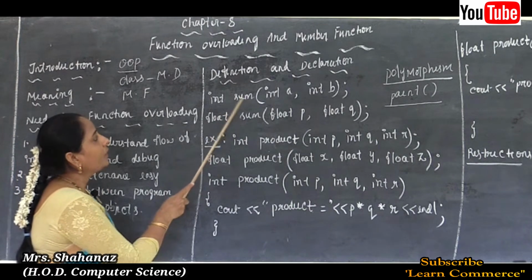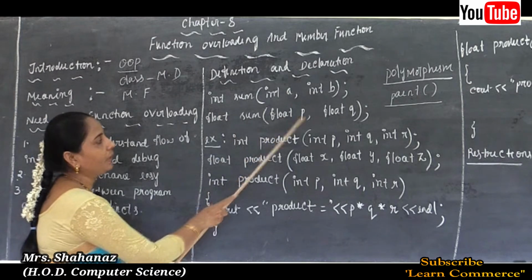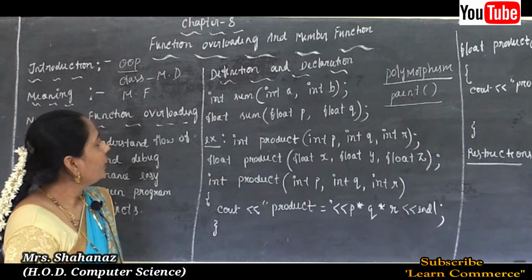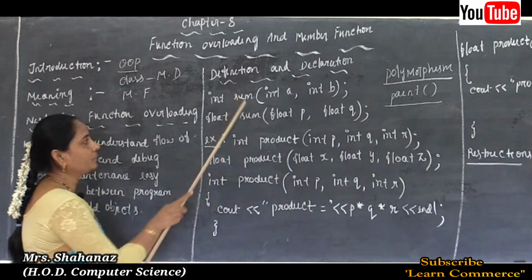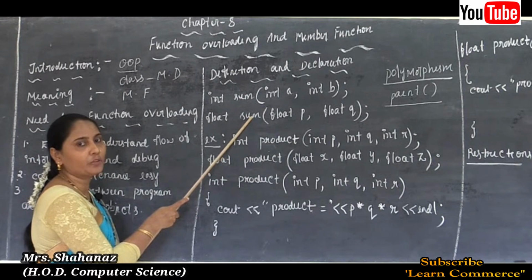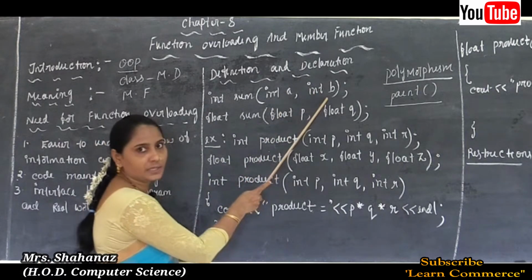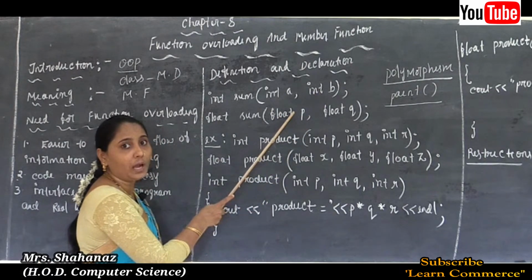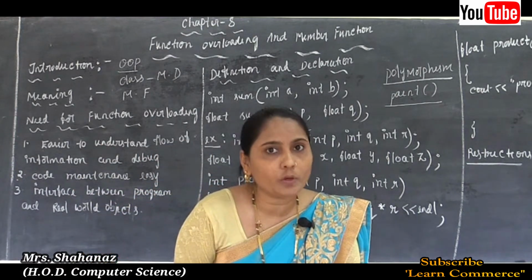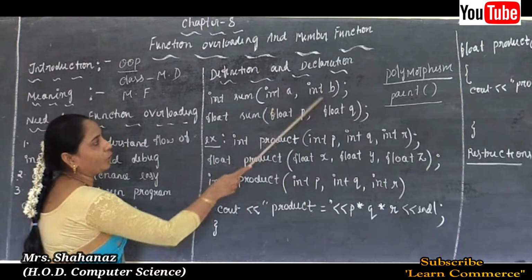The example is int sum(int a, b) and float sum(float p, q). When you look, the function name is sum. On both sides the function name is the same, the name of the function is sum, but I used different argument names and different data types of the arguments. Is this point clear? So we can say that function overloading allows the user to create new abstract data types, different kinds of data types.